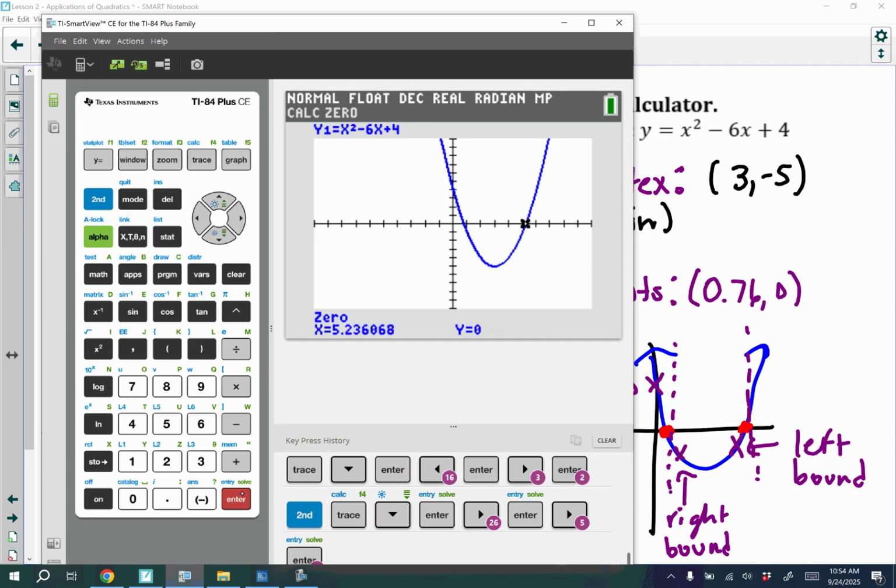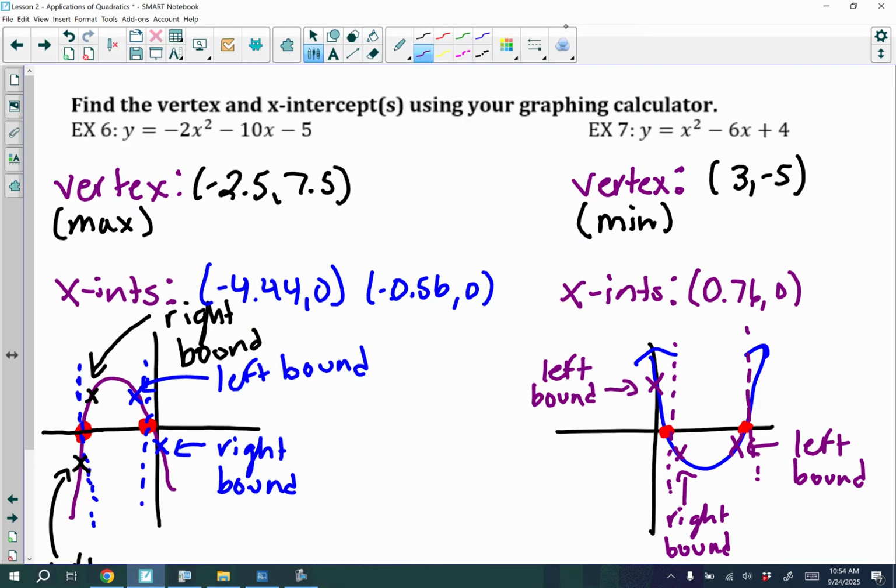Press enter one more time, and we should get this. So we get 5.240. So I'm just going to put it up here. That is our second x-intercept. Okay, so that's our vertex, that's our x-intercepts. That's how we find the vertex and x-intercepts using the graphing calculator.